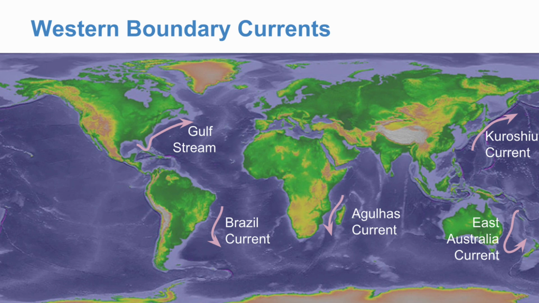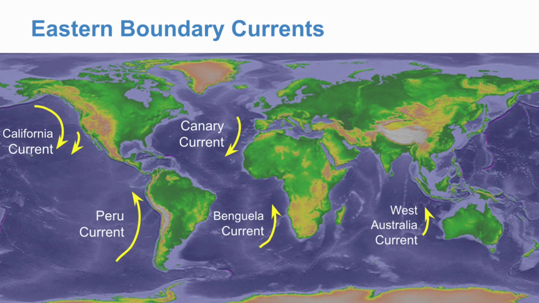You can see the Gulf Stream that circles around the tip of Florida and off the east coast of the States and heads toward Europe, and the Brazilian current further south in the Atlantic, the Agulhas current that runs between Madagascar and southern Africa. Then there's the East Australian current, and finally to the North Pacific we have the Japan current, or the Kuroshio current.